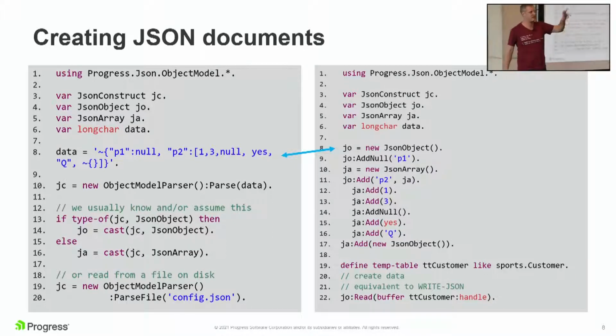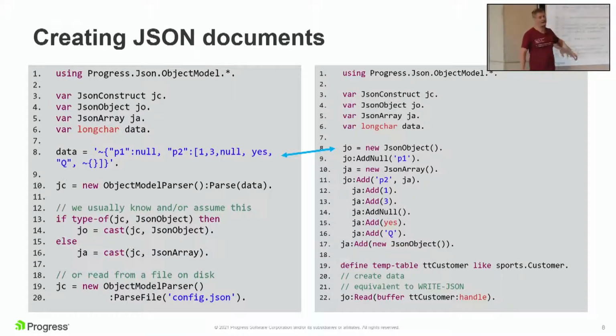A JSON construct is the parent of an object or an array. And so we have to check what type it is with a type-of statement to know whether it's a JSON object or a JSON array. And as you'll see in a bit, we deal with each of those differently. And we can also read from a file.